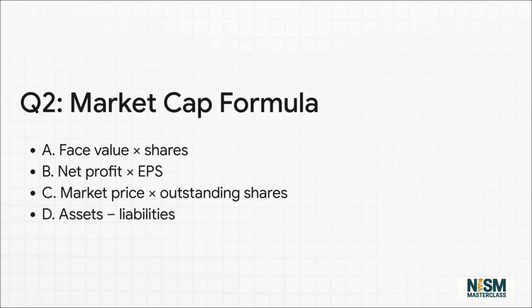The correct answer here is option C, market price multiplied by outstanding shares. So the main takeaway is that market cap represents the total current market value of the entire company. It literally reflects what the financial markets collectively believe the business is worth on any given day.